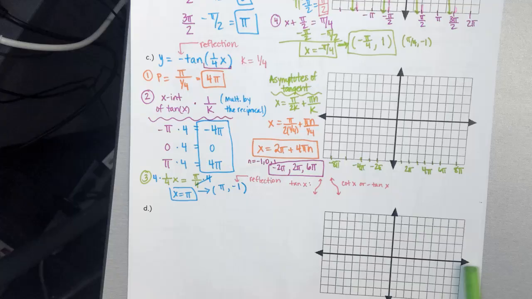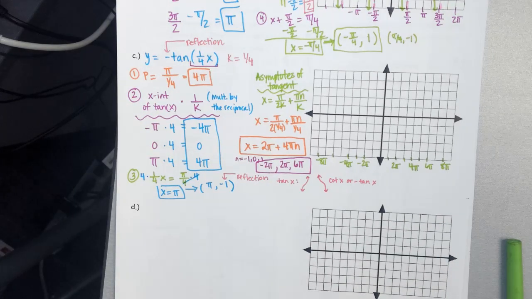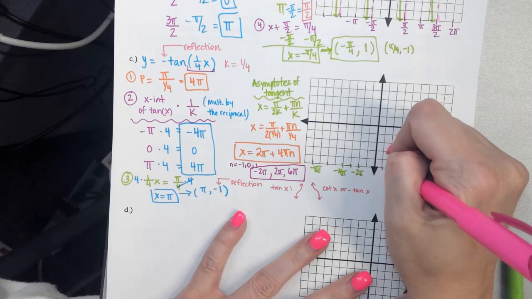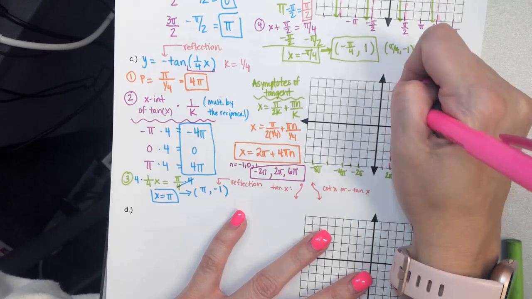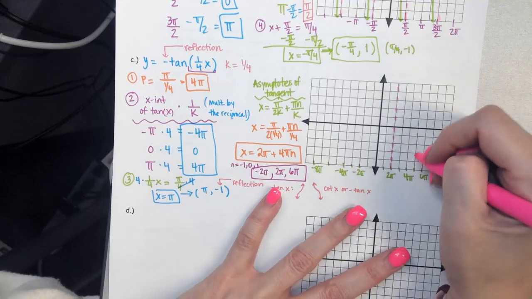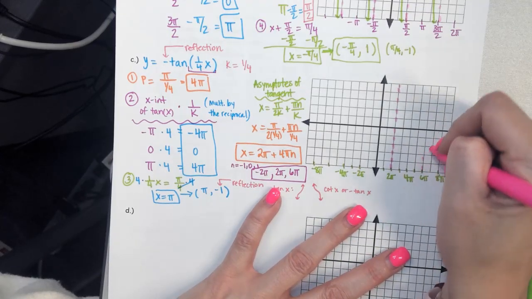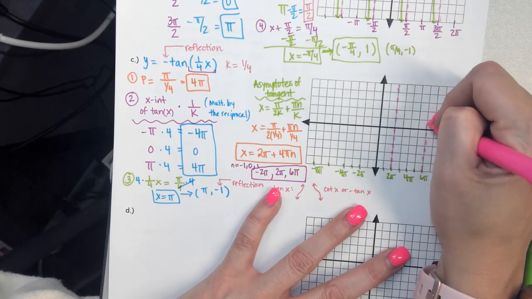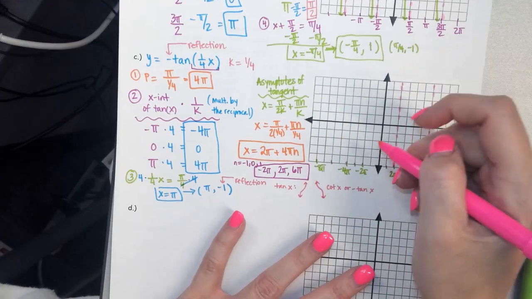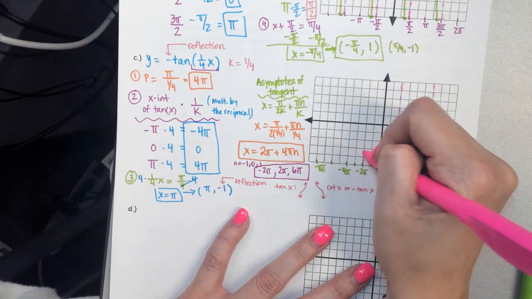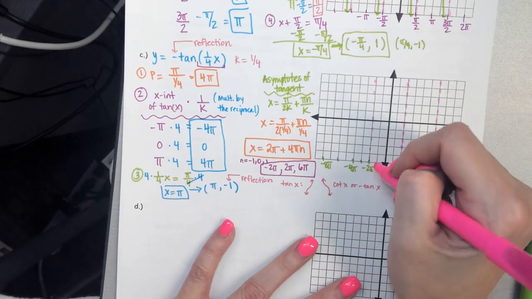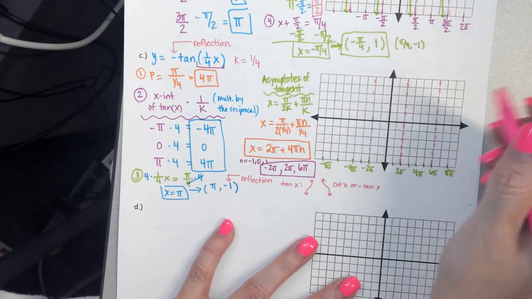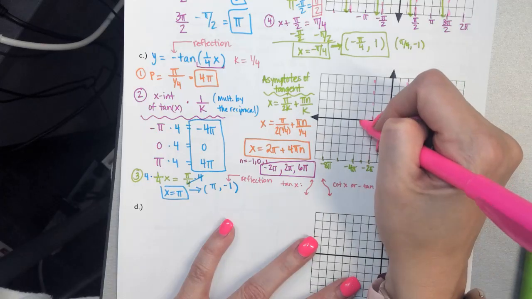All right, and then we're going to put in our asymptotes. Okay, so we have 2 pi. Okay, we have 6 pi. And then you just keep repeating. So 1, 2.